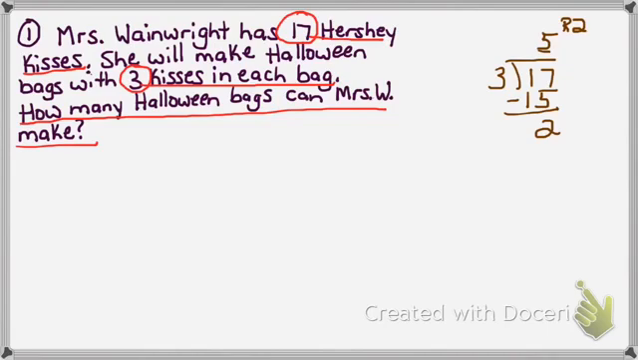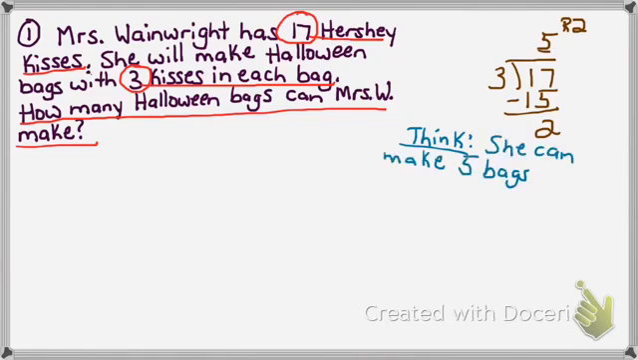And anytime I have a word problem with a remainder, I need to stop and think about my situation to see what I'm going to do with that remainder answer. So this is what I'll think. My answer is 5 remainder 2. That means she can make 5 bags with 2 kisses left over.